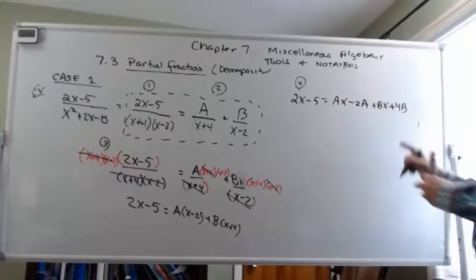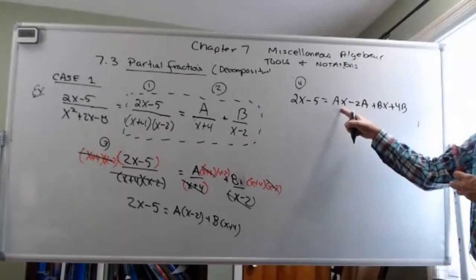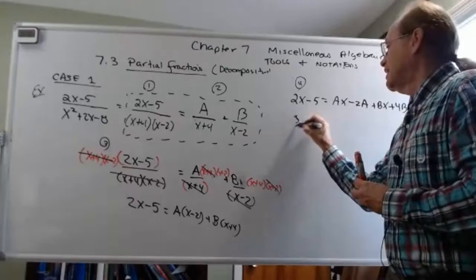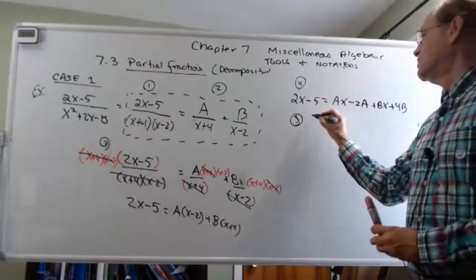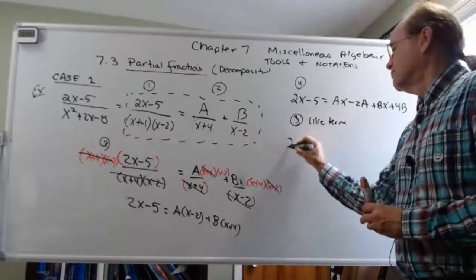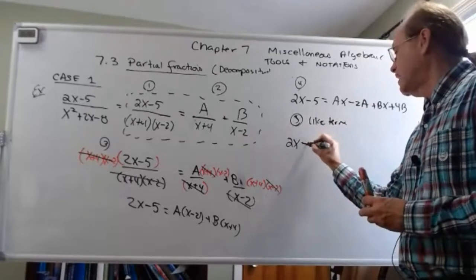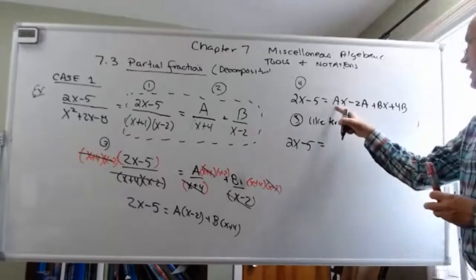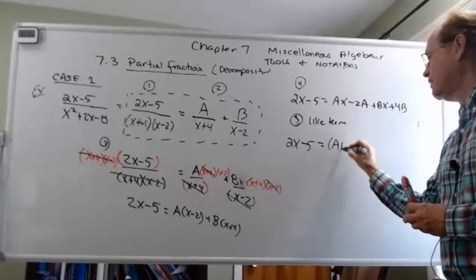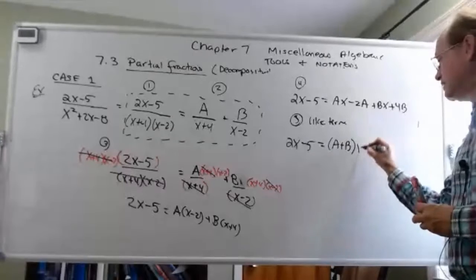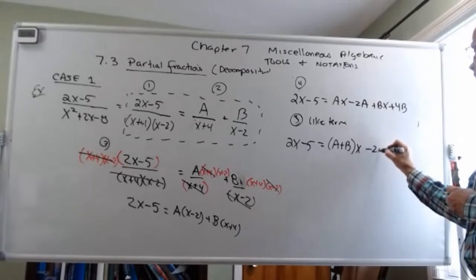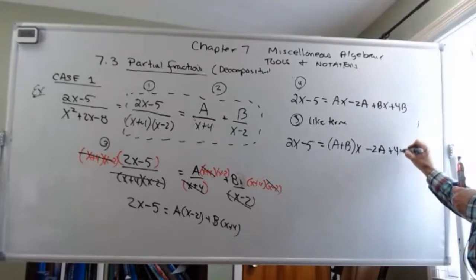Okay. Then notice I have x terms and I have constant terms. So then what I do is I put like terms together. It's all about like terms now. So on the left-hand side, there's nothing to change, but over here, I can add the a and the b together. So that's a plus b times the x. And then over here, I have minus 2a plus 4b.